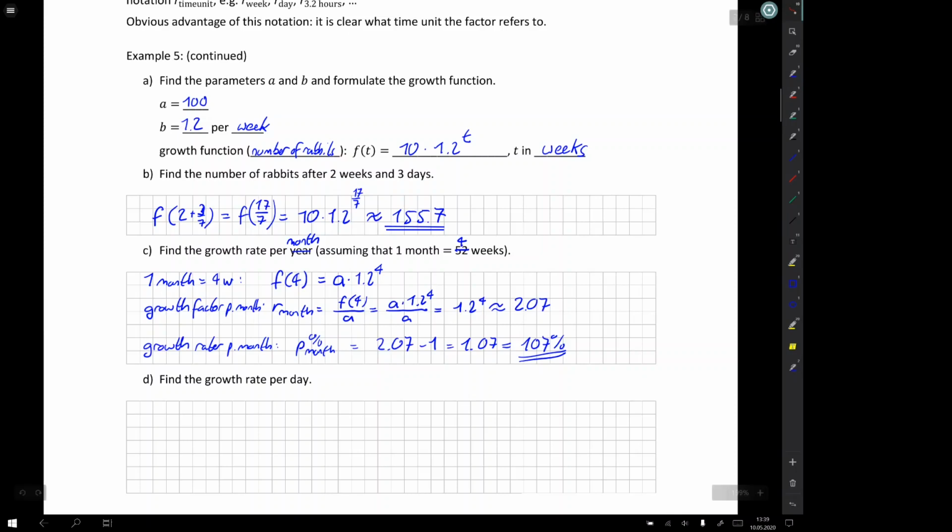Now it is your turn to try to find the growth rate per day. Stop the film, and here comes the solution. 1 day is 1/7 of a week, so what we're interested in is the number of rabbits after a 7th of the week, and we get 8 times 1.2 to the power of 1/7.